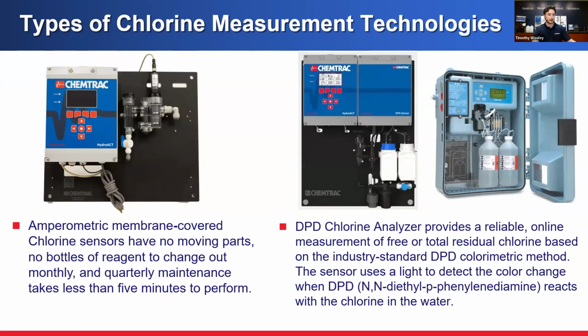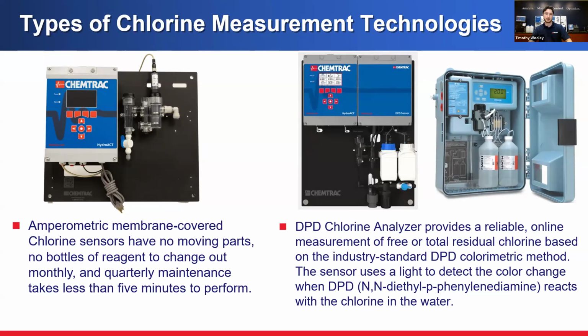Beginning on the left here, the amperometric probe, we often call that the reagentless probe because it does not use reagents. That's a membrane-covered chlorine sensor. It has no moving parts within it. It has no bottles of reagent to change out monthly, and it has very easy maintenance that typically is done quarterly. Both the free and the total amperometric chlorine sensors will look like that on the left. Visually, there's really no distinction between them, but the way they detect chlorine in the water will be different.